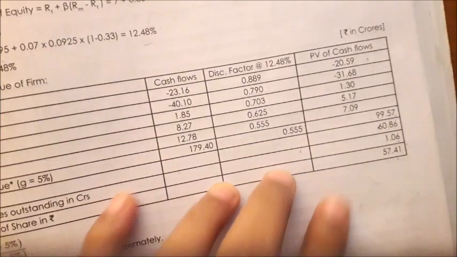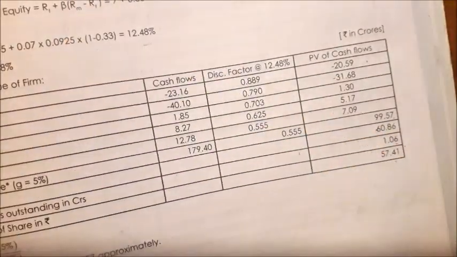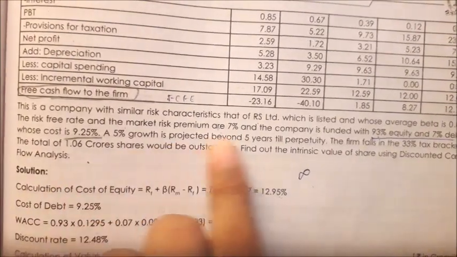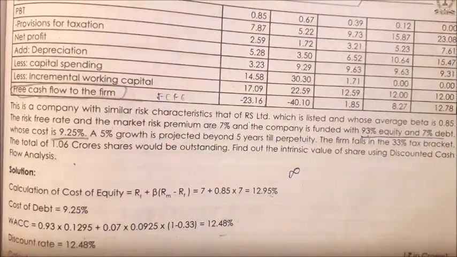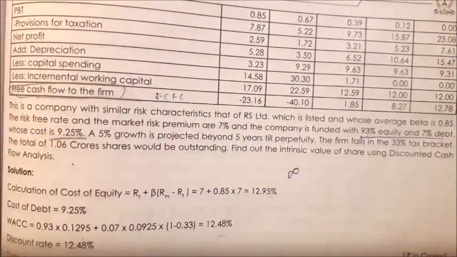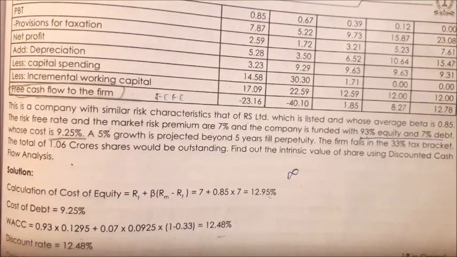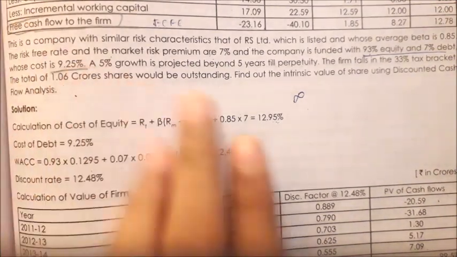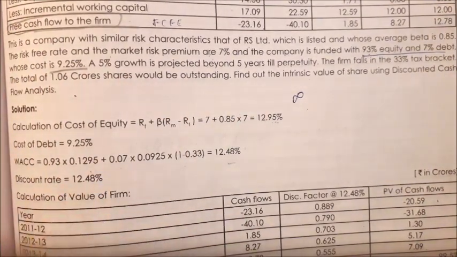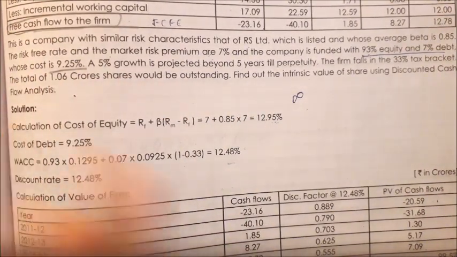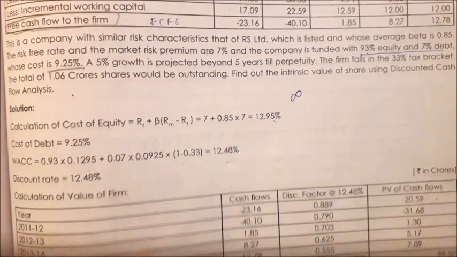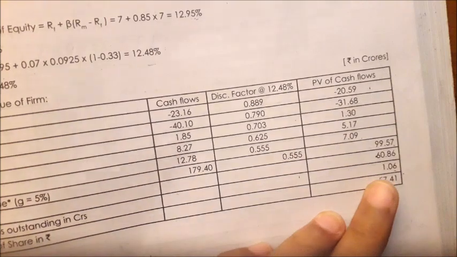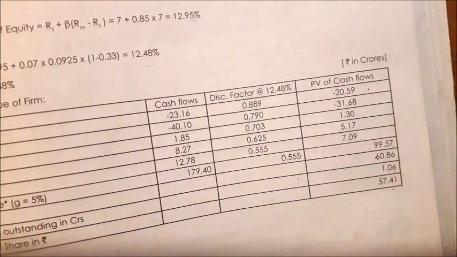Now you'll ask why the 7% debt is not reduced from the value of firm. Here in the question, these details are of a similar company. This is not the details of RS Limited. This detail is provided just to calculate the discount rate. So this is not the true picture or the correct percentage of RS Limited. So we are not going to deduct the interest. We are not going to deduct that value, since they have not given it in the question.